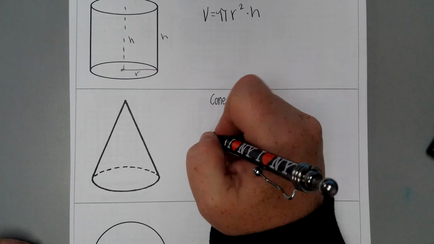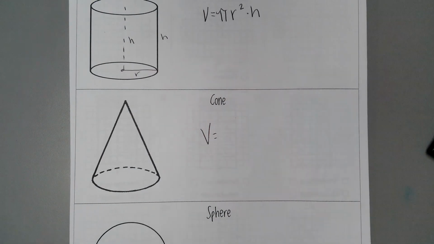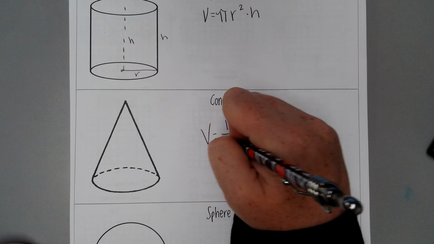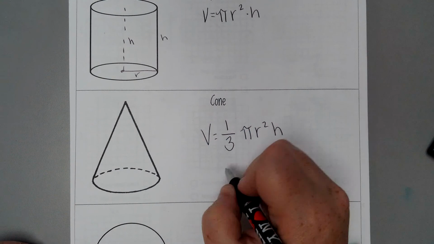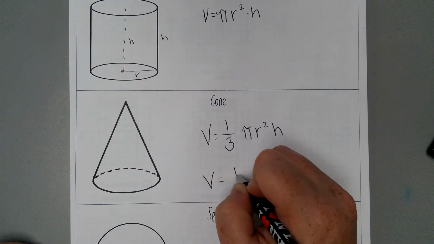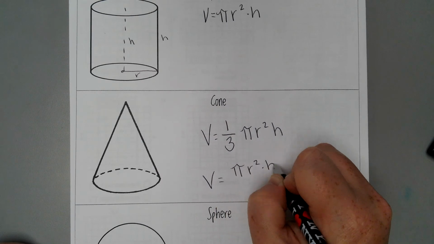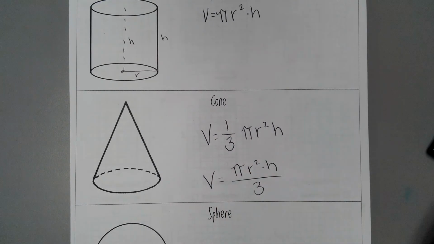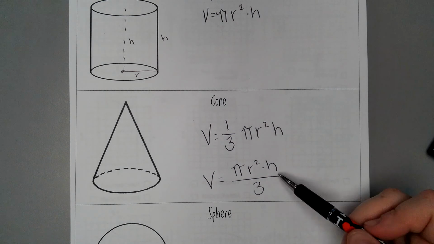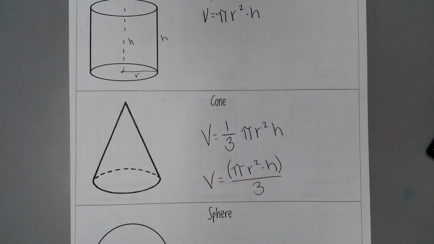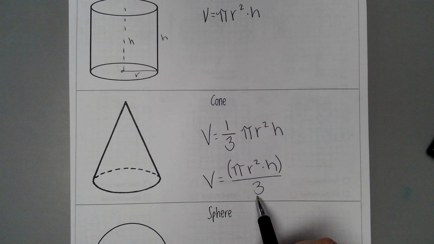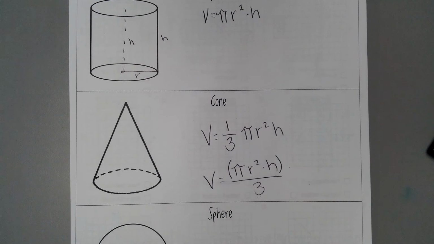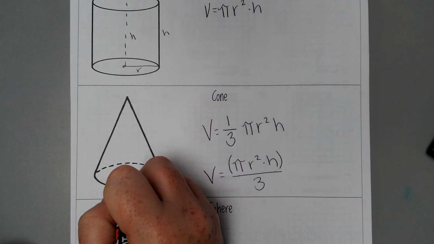For a cone, your volume is written more than one way. You might see it as 1/3 pi r squared times height, or pi r squared times height divided by 3. Both of these will give you the same answer. If you don't know how to do 1/3 on your calculator, do it this way: put all that in parentheses and then divide all of this by 3. You can also hit equals and then divide by 3. Either way will work.